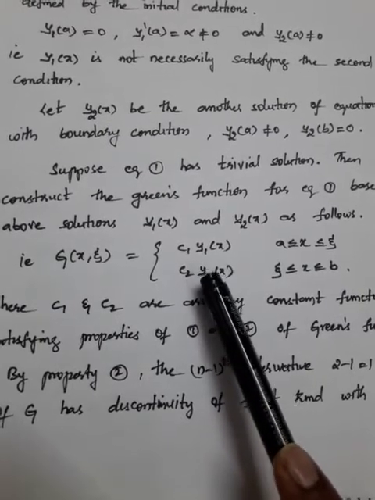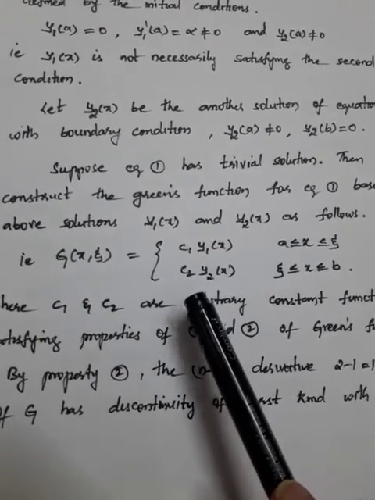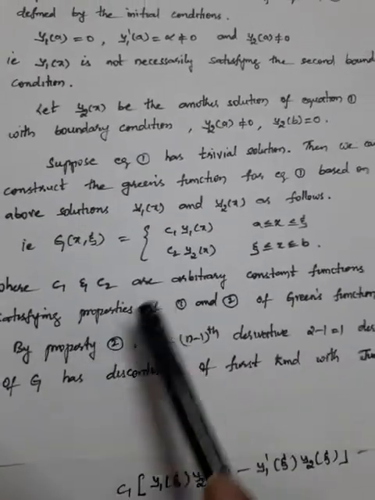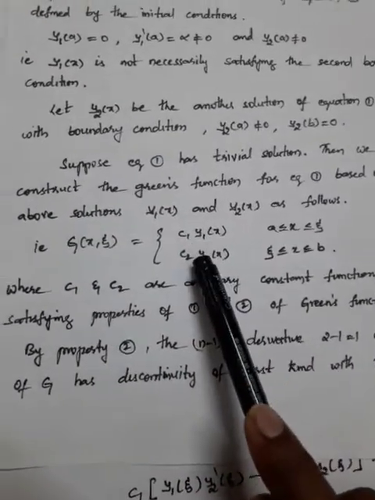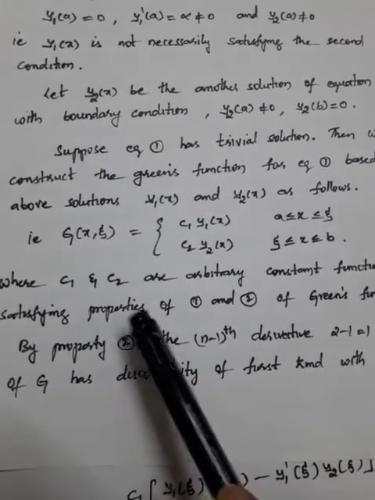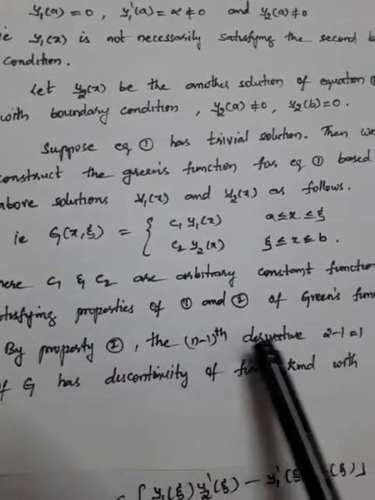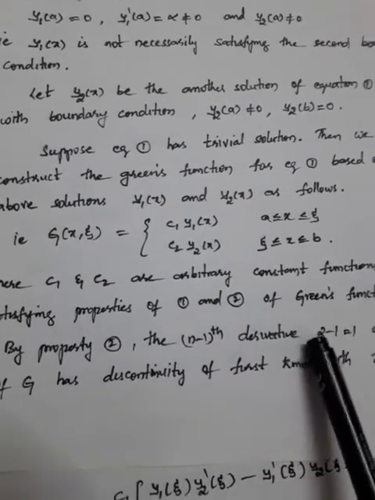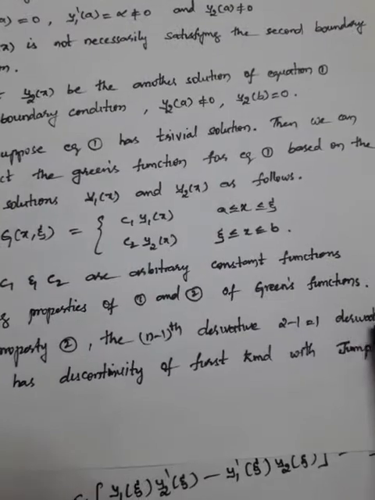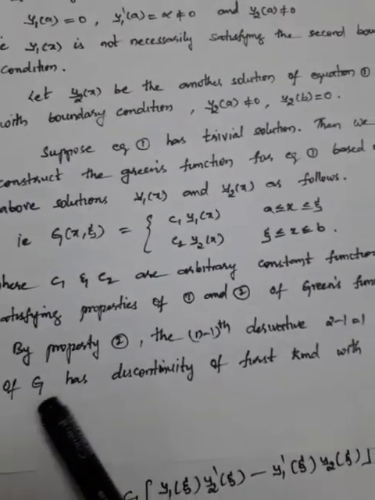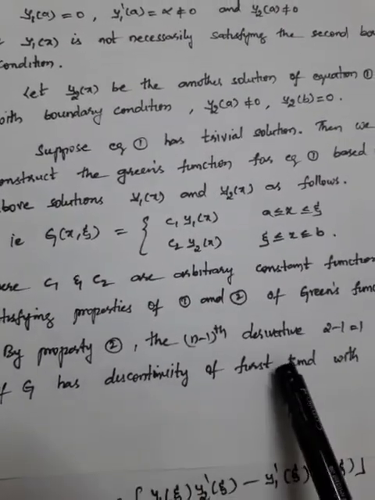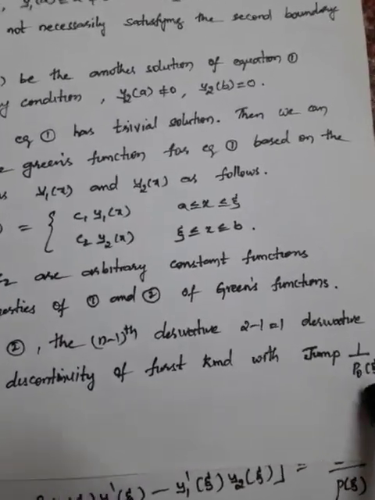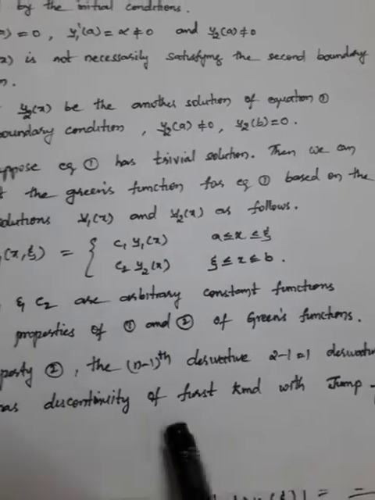By the properties 1 and 2 in the definition of the Green's function, we have considered this. By property 2, it should have an (n minus 1)th derivative according to the definition of Green's function, so 2 minus 1 is equal to 1. So g has a jump discontinuity of the first kind, with a jump of 1 by p naught of z, as already considered in the definition.